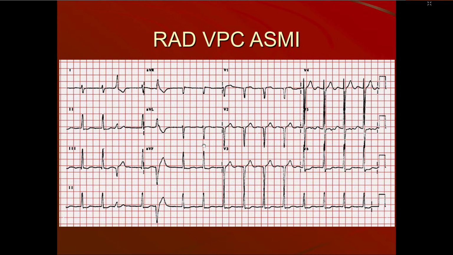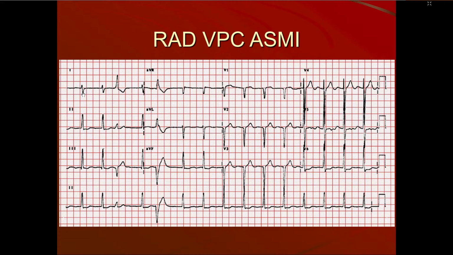Now, anterior MIs will cause right axis deviation. Inferior MIs will cause left axis deviation. More so, lateral MIs will cause right axis deviation. So you have to remember this. Now look at this ECG. So what all things do you see?